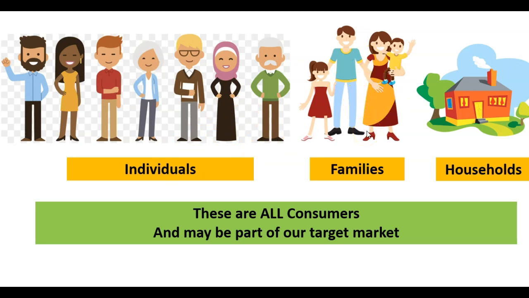Then we have family units, and that's a couple, or there could be other children, etc., or extended family involved, and they will make decisions collectively or individually and make individual and joint purchases. And then we can also have households. So there's where people live together, but they're not part of the family, but they would have common needs that they need to run the house, such as cleaning products and things like that, and electricity, etc. So these are all consumers, and depending on our business, they may or may not be selected to be part of our target market.